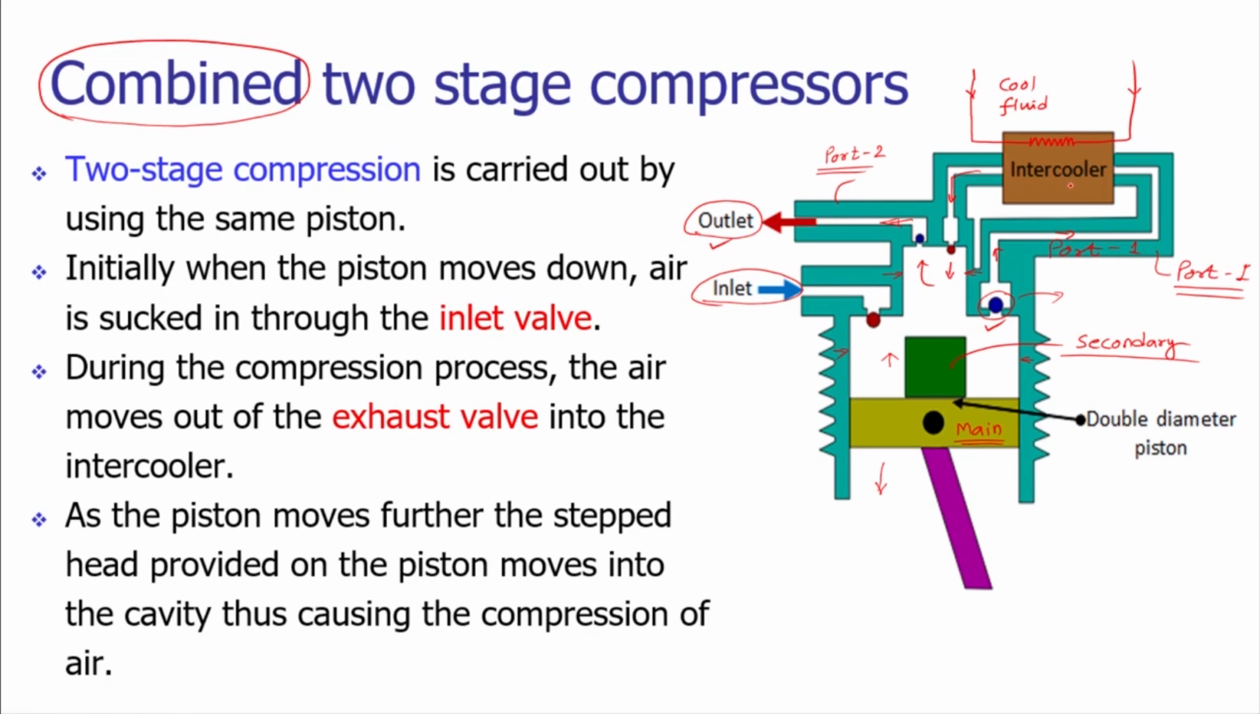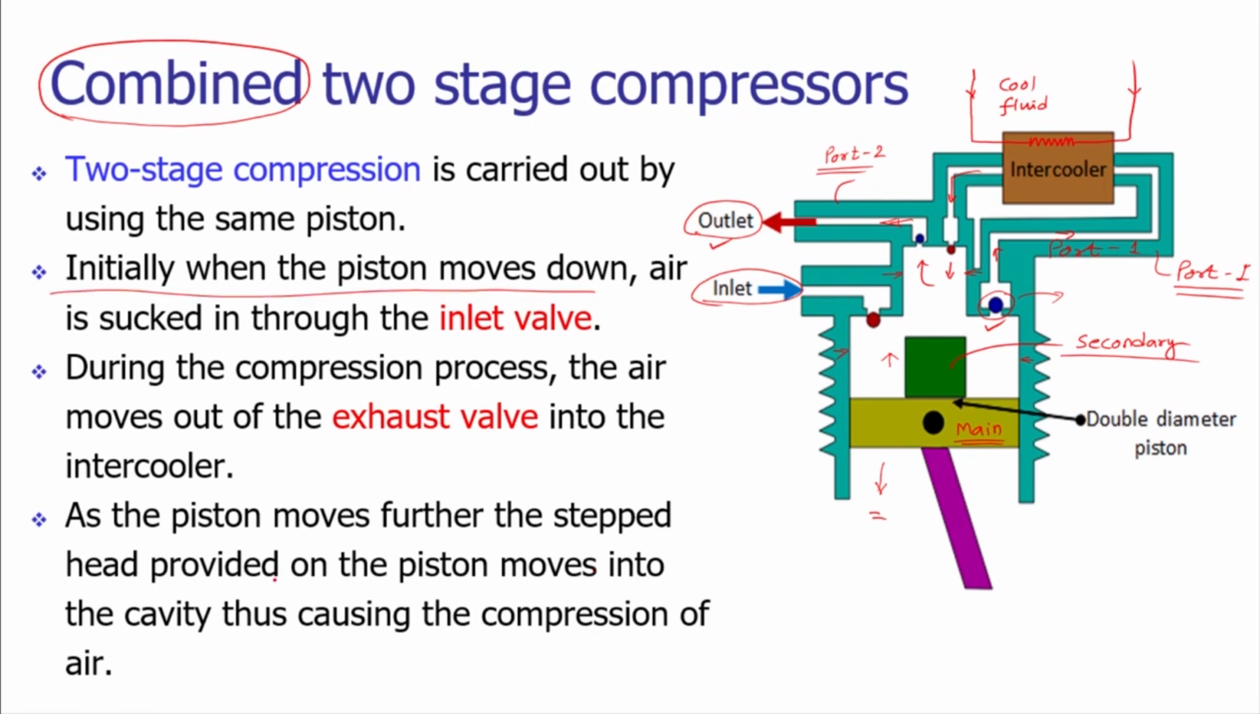In this way the intercooler is reducing the temperature of the fluid which is coming from outlet port 1, and that outlet port 1 fluid will be sucked in by the top smaller diameter cylinder during the return stroke of the piston, and further it will be pressurized to get the required pressure, which would be quite high, with low temperature and with better efficiency.